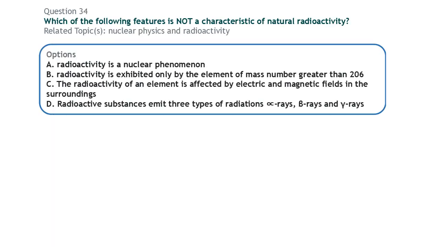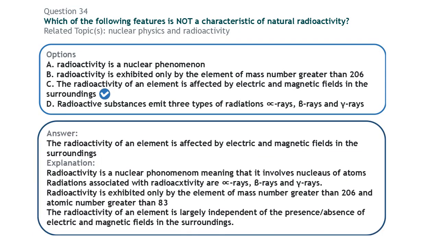Next, on nuclear physics, which of the following features is not characteristic of natural radioactivity? That the radioactivity is affected by electric and magnetic fields in the surrounding. No, radioactivity is largely independent of this.